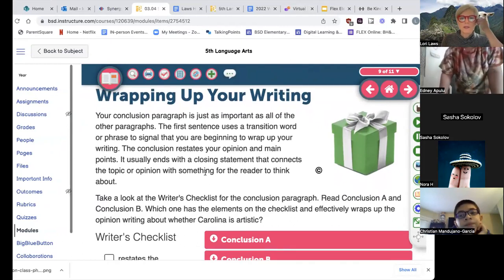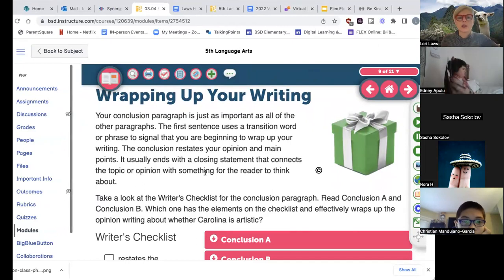The first sentence uses a transition word or a phrase to signal that you're beginning to wrap up your writing. So that would be a word like in conclusion, or finally, or now you see, or after reading this, or something that makes people know that this is the last paragraph. The conclusion restates your opinion or your thesis and your three main points.